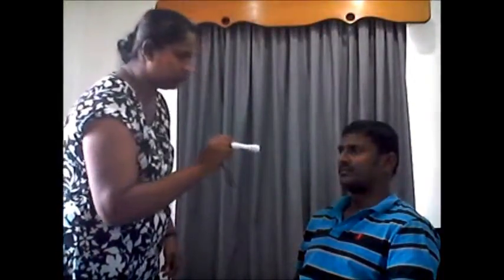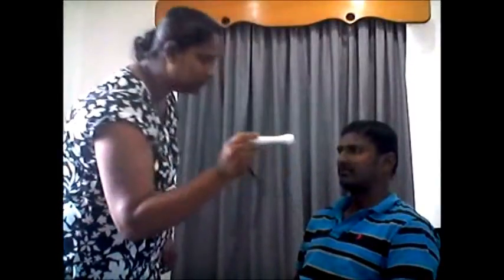Now I'm going to do the ocular muscle function test. The first one is corneal light reflex. I'm going to shine the torch 30 centimeters from the right and 30 centimeters from the left, and you have to look straight ahead. Now I'm going to do the other eye.